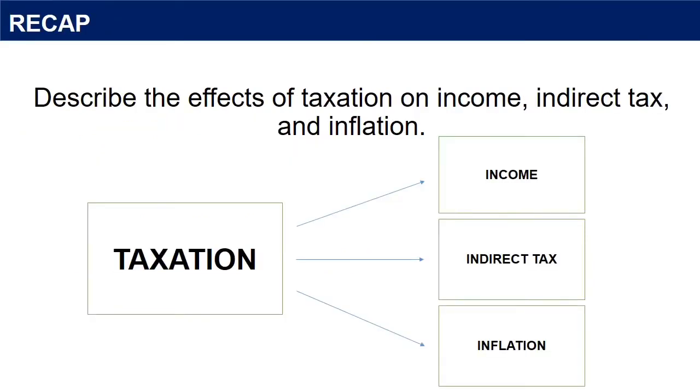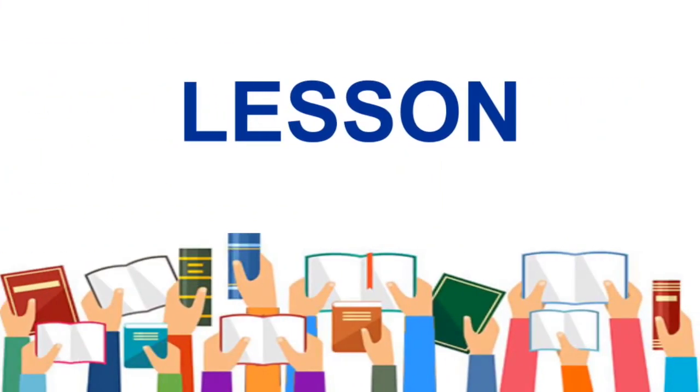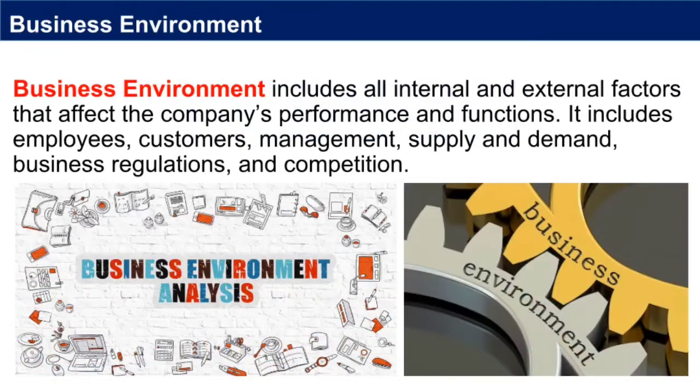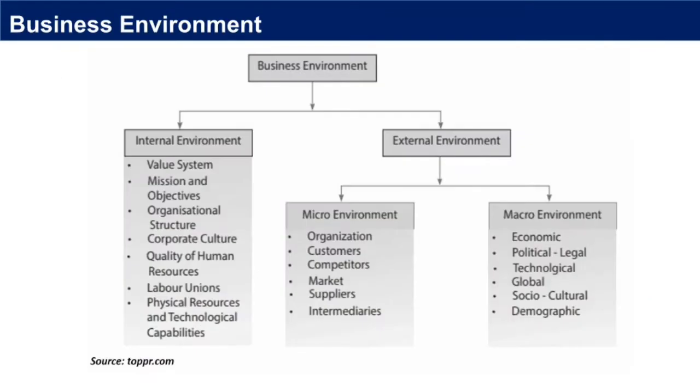Let us check if you still remember our lesson last time. Describe the effects of taxation on income, indirect tax, and inflation. Business environment includes all internal and external factors that affect the company's performance and functions. It includes employees, customers, management, supply and demand, business regulations, and competition. Every business organization has an internal and external environment. For the organization to be successful, it is important to study its environment regularly. This is to assess any developments and understand factors that can contribute to its success.